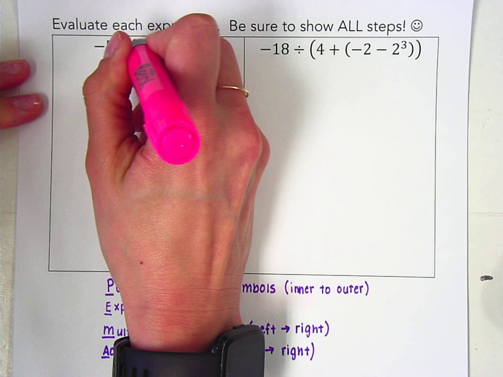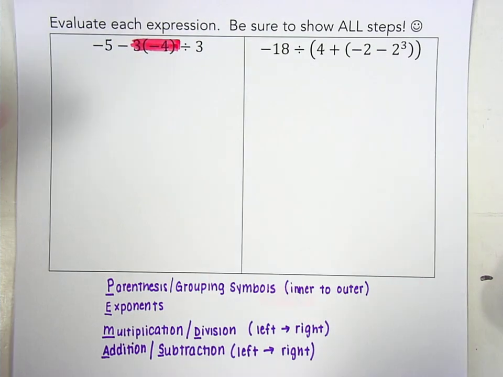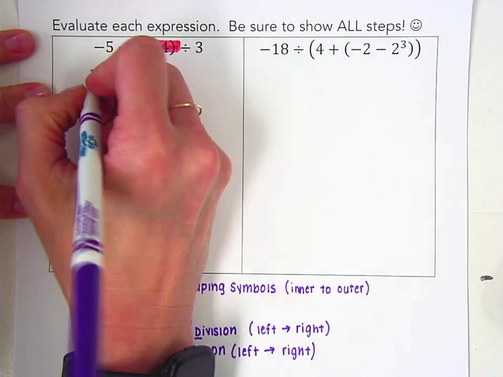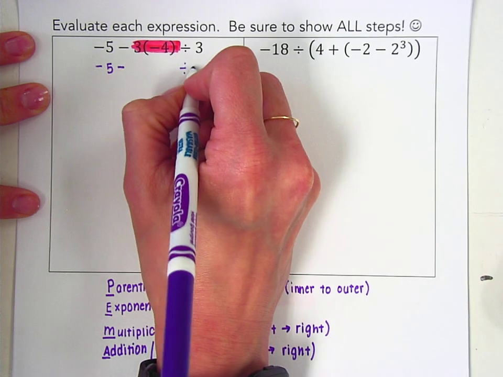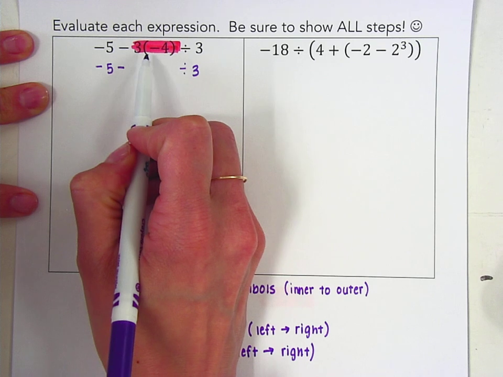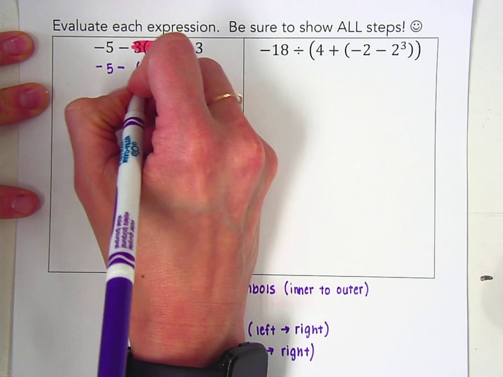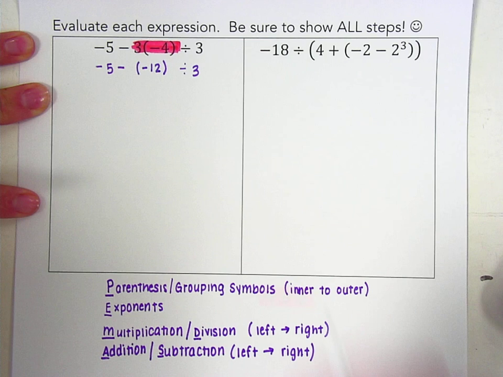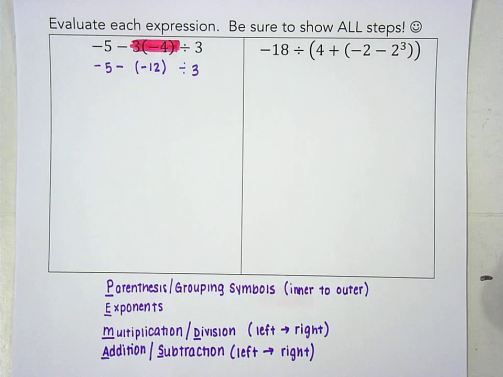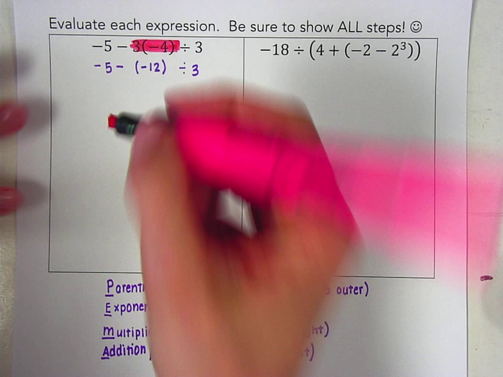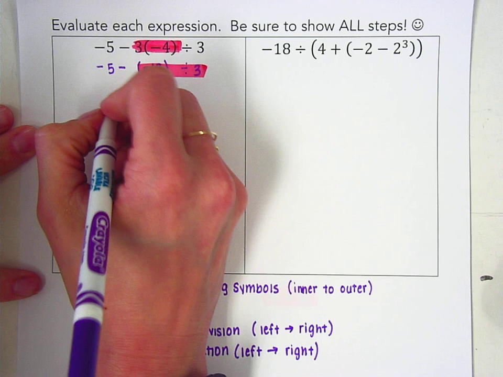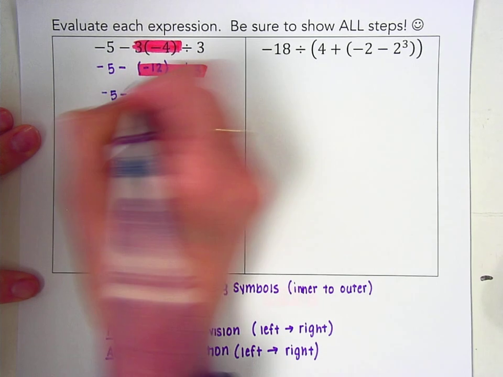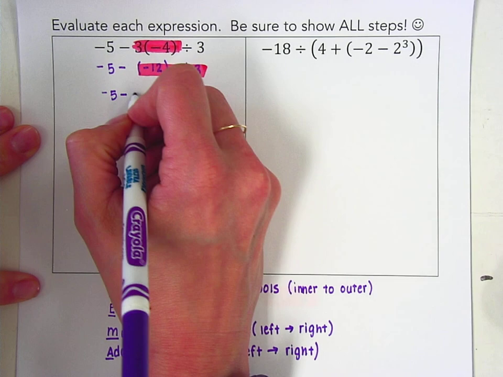So I'm going to use my highlighter and highlight what I'm multiplying, 3 times negative 4. And now I can actually rewrite everything that's not highlighted. So negative 5 minus, and we know we're going to do divided by 3. And now I can actually solve 3 times negative 4, which is negative 12. Now when we move down to the next step, we know we have that division that we also need to do. So we've got negative 12 divided by negative 3. So we're going to rewrite negative 5 minus, and negative 12 divided by negative 3 is negative 4.